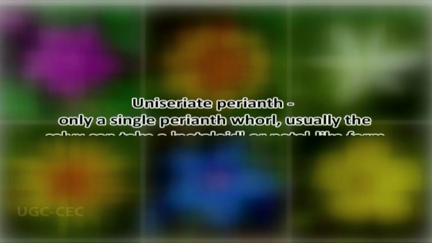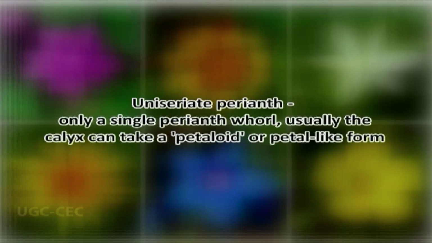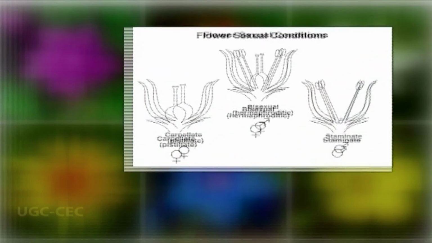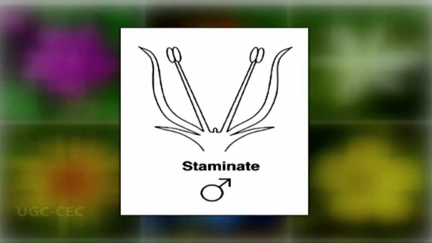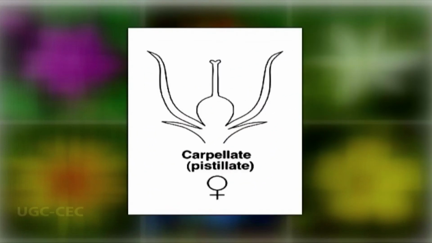Uniseriate perianth, where only a single perianth whorl is present, usually the calyx, which when alone can take a petaloid or petal-like form. Flowers may be perfect, with both reproductive whorls present in the flower, or may be imperfect, with one of the two reproductive whorls missing, with the flower unisexual in terms of reproductive function. The unisexual flowers can be staminate, where only stamens are present and gynoecium is lacking, or may be pistillate, where only carpels are found but no stamens.